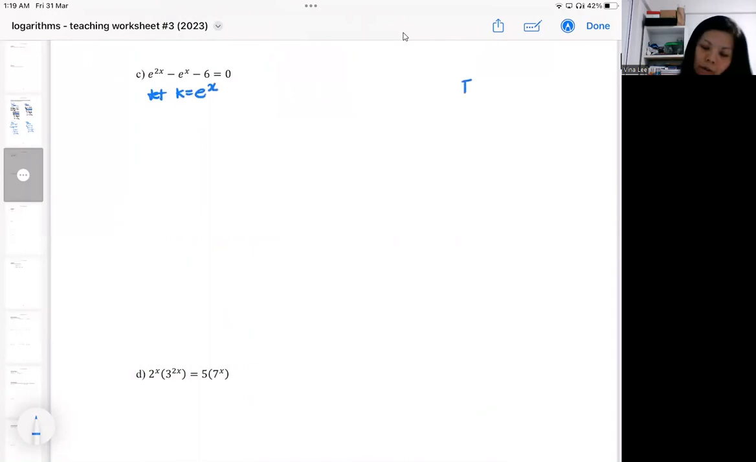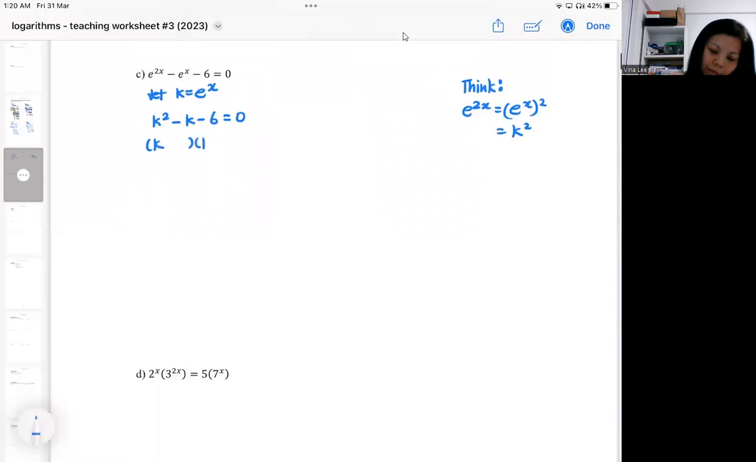Then you got to think about your e^2x. e^2x is the same as e^x with a square. So essentially it's a k squared. So if you do the substitution, you will get k squared minus k minus 6. So do your factorization carefully. Double check. Okay, so you will get two values.